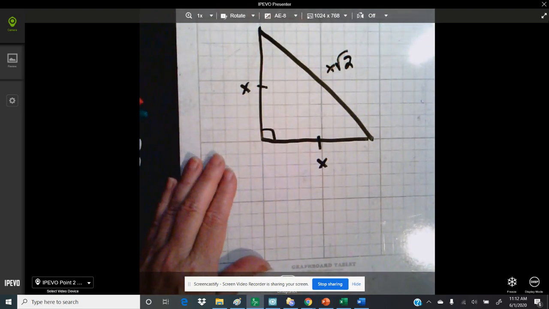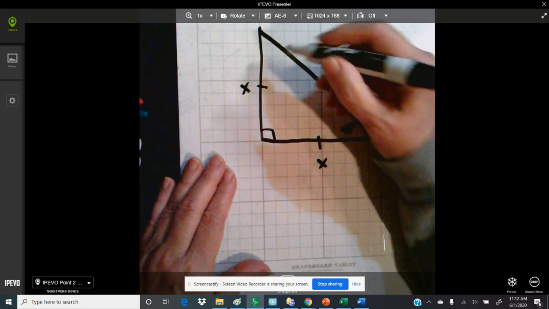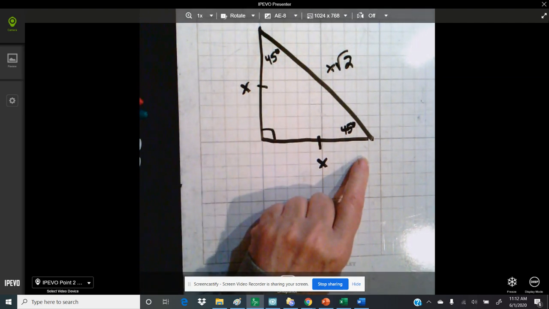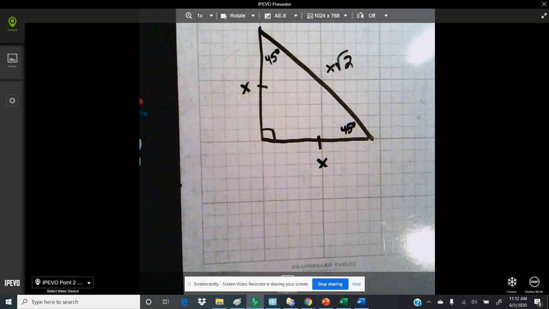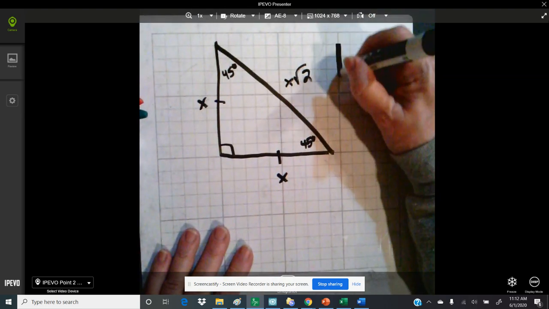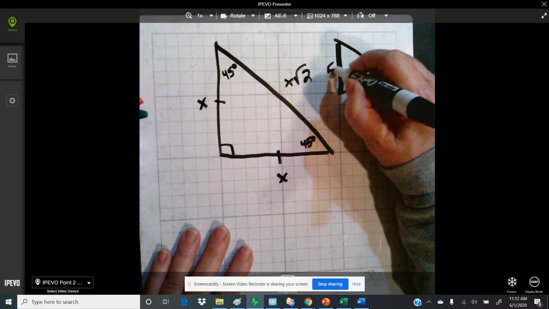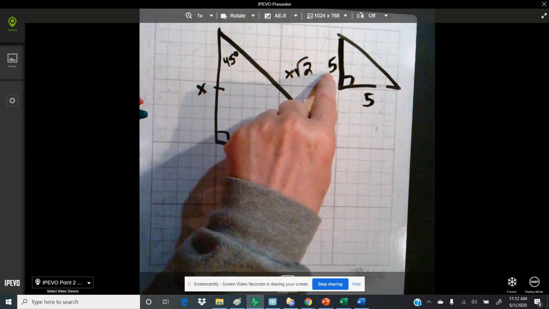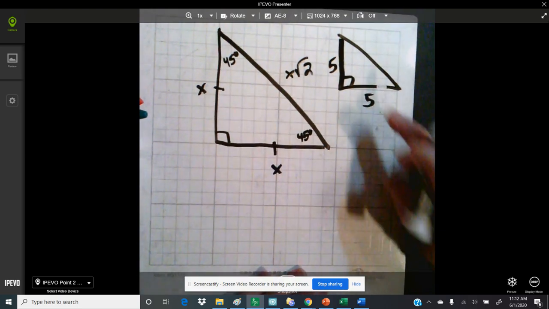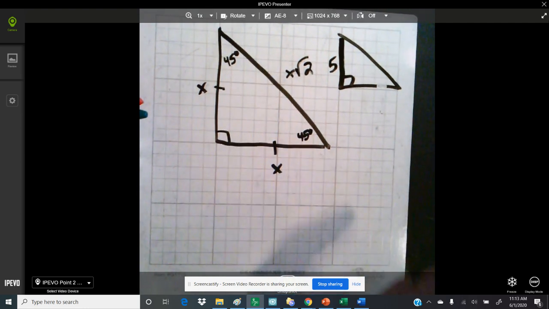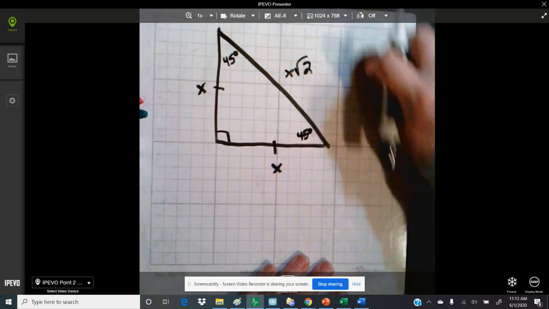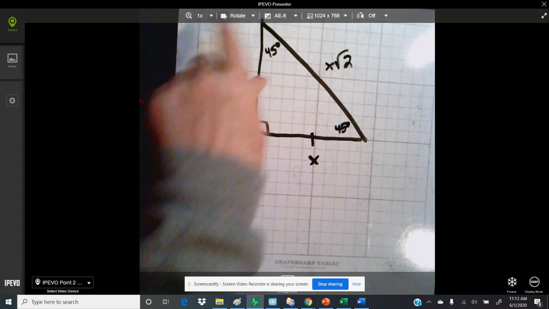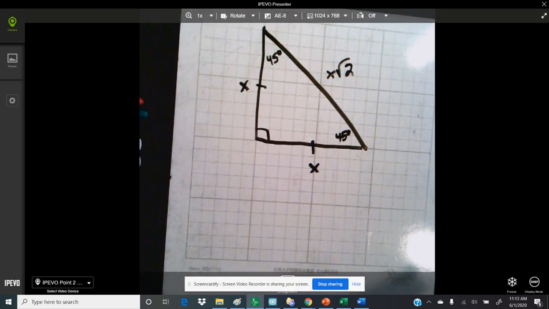Now, this pattern always holds as long as this is a 45, 45, 90 triangle. If you don't know for sure that it's a 45, 45, 90 triangle, you cannot assume that the hypotenuse is X times the square root of 2. If you were given a triangle where this was 5 and this was 5, you know it has to be a 45, 45, 90 triangle because these two sides are exactly the same. But if you were just given this, then you have no idea what the angles are. So be careful of that. Once you've decided that it is, in fact, a 45, 45, 90 triangle, you can use this pattern to figure out what the sides are.